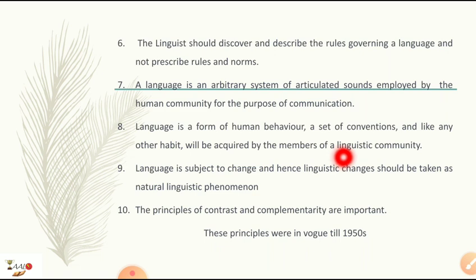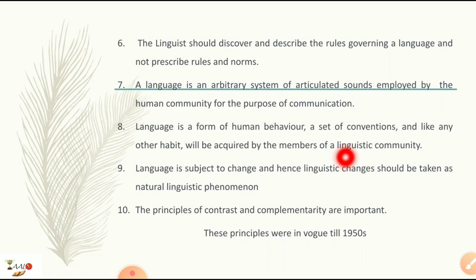Now, like I said, we always speak based on conventions. When we go to a wedding, we will be in a jovial mood and we will be speaking in a particular way. And when we go to a funeral, we will be in a sad mood and we will be speaking in a rather sad manner. So it shows that again we know how to use language according to the context. So language is a form of human behavior. It is something which is acquired. It is a set of conventions, and like any other habit, it is acquired by the members of a linguistic community.